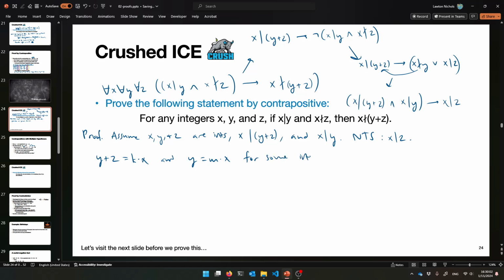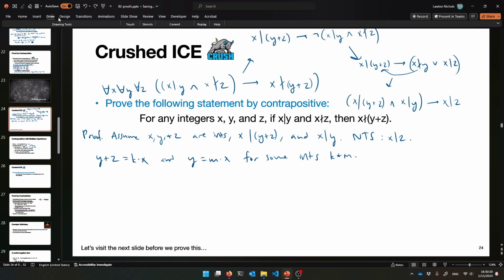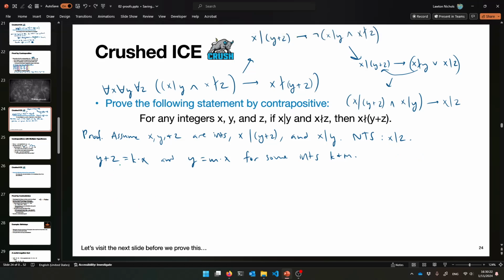Don't know what they are, just know that they're integers. For some ints, k and m. All right, I got those guys. I know that about them now. What do we want? X divides z. Or x is divisible by z. Sorry, x divides z. That's what I'm trying to say.